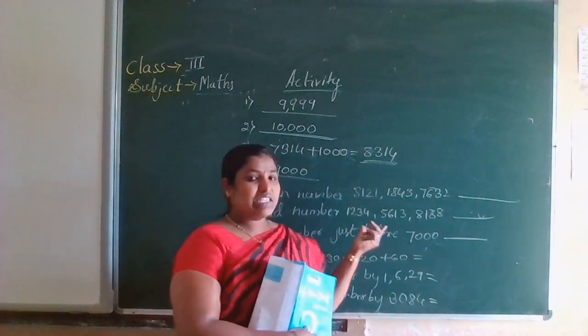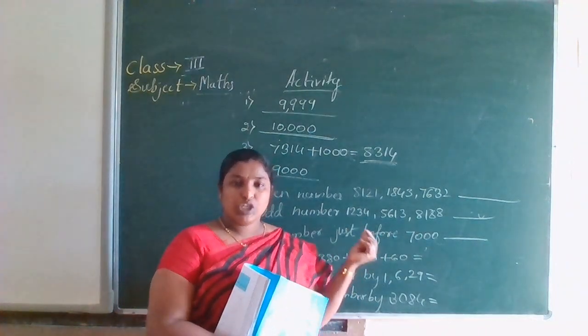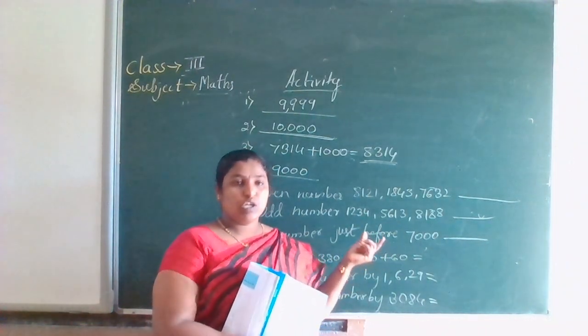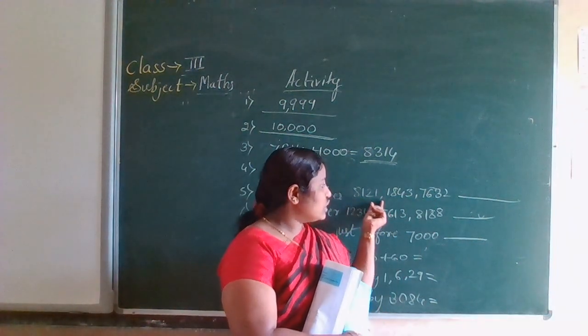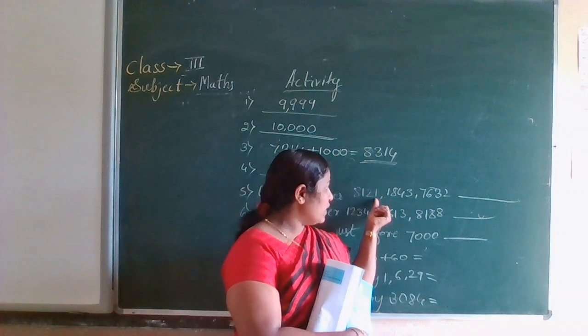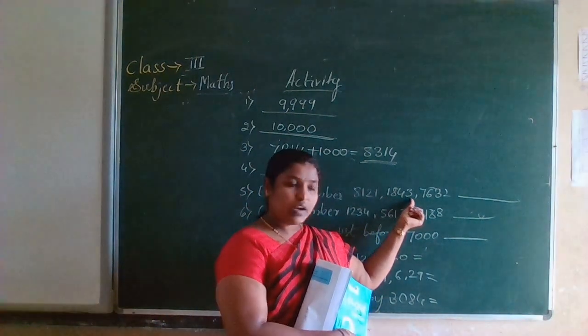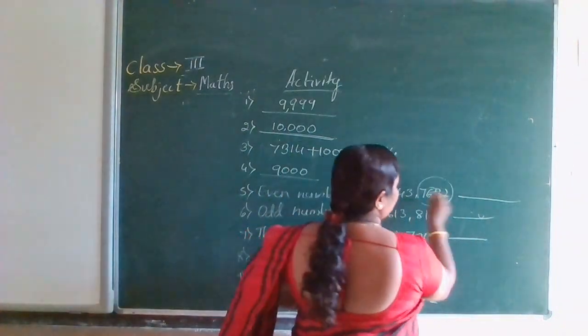So, what is even number? The number which is having 0, 2, 4, 6, 8 in its ones place. So, you just check the ones place. Where is 0, 2, 4, 6? So 1 is there. Now this is odd number. 3. This is also odd number. Here 2 is there. So this is the even number.